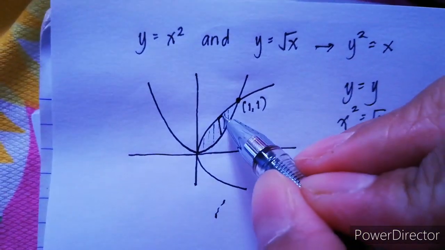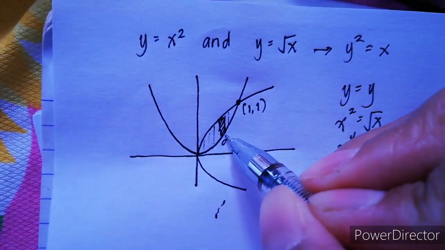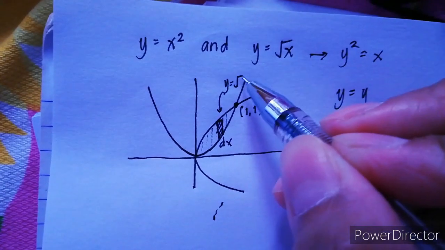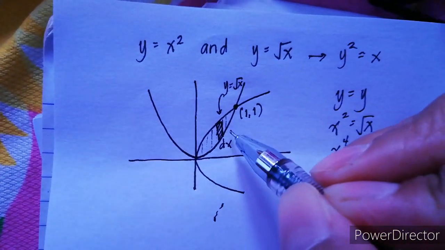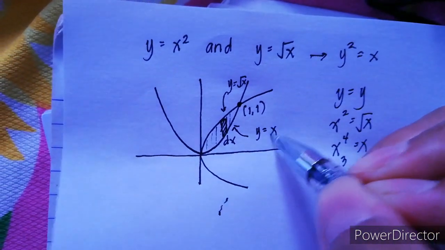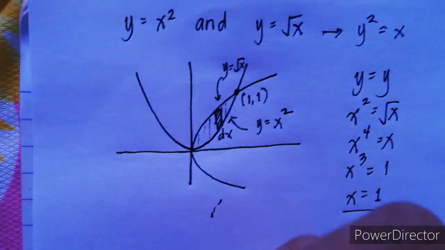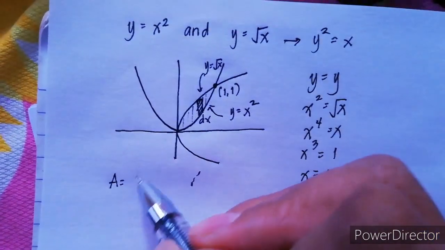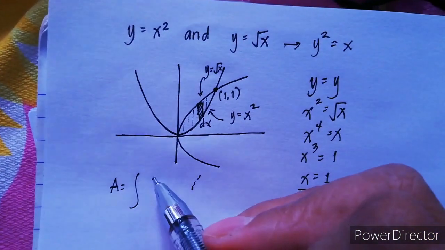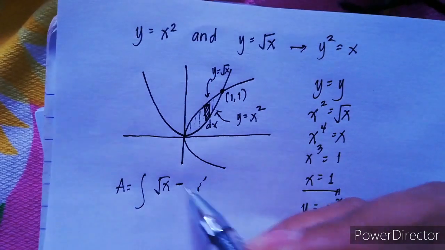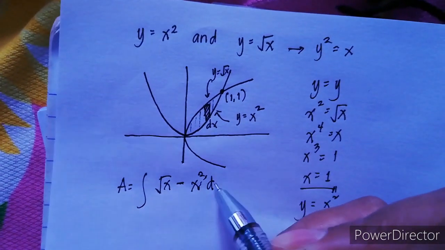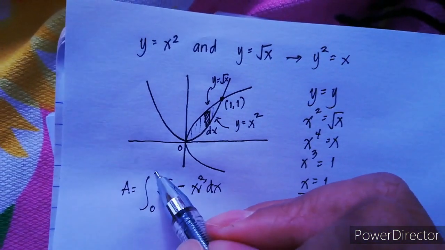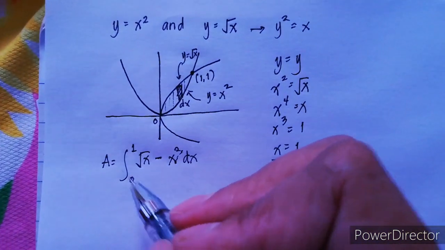Now we can draw the vertical strip dx. So all equations must be in terms of x. Our upper function is y is equal to square root of x. Our lower function is y is equal to x squared. So from our formula, the area is equal to the integral of the upper, square root of x, minus the lower function, x squared, dx, and limits is 0 to 1 since the x is equal to 1.